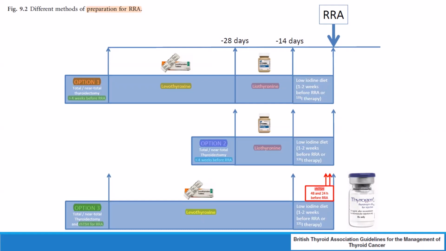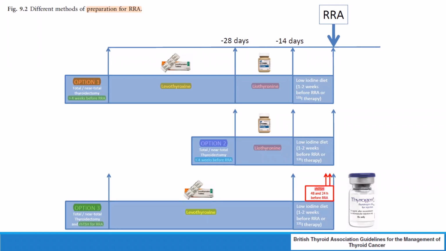So, for preparation for radioactive remnant ablation or whole body scan, we have three options. The first one is giving levothyroxine, and we should stop it 1 month before radioactive remnant ablation, and giving Cytomel, which is liothyronine, which has a shorter half-life, so we can stop it 2 weeks before remnant ablation, and the patient is put on a low iodine diet in this period. Stopping liothyronine and levothyroxine will bring TSH to more than 30, so remnant ablation will be effective.